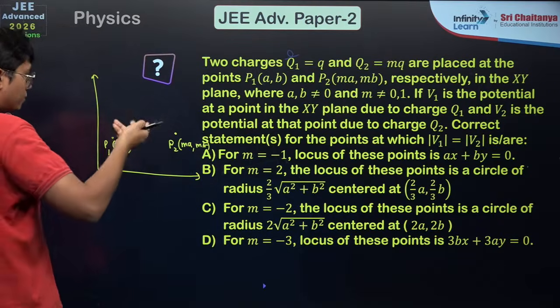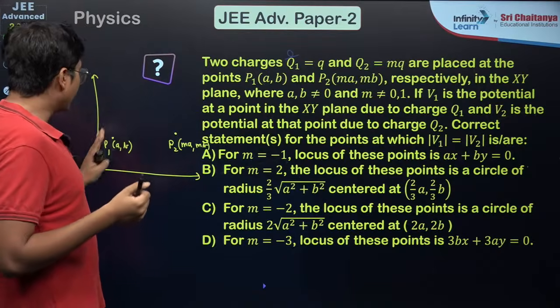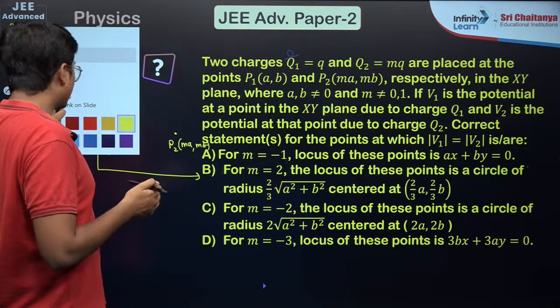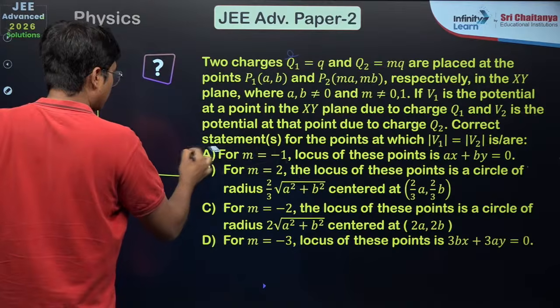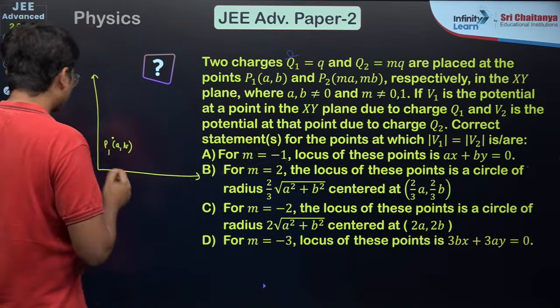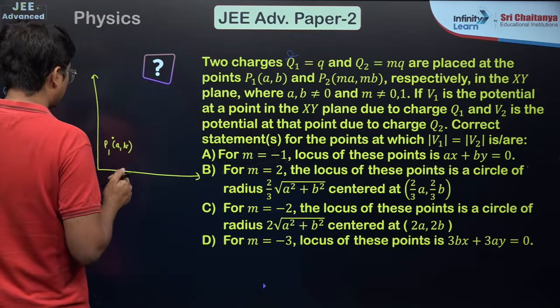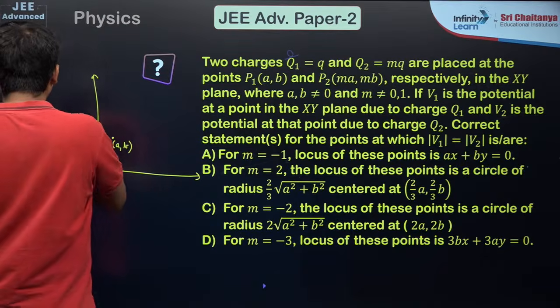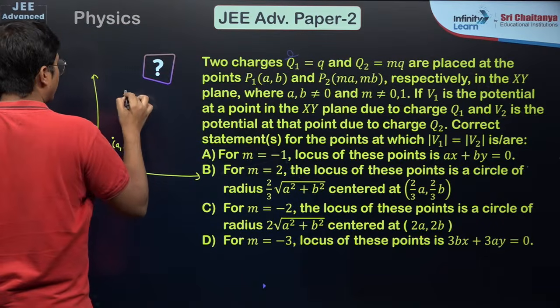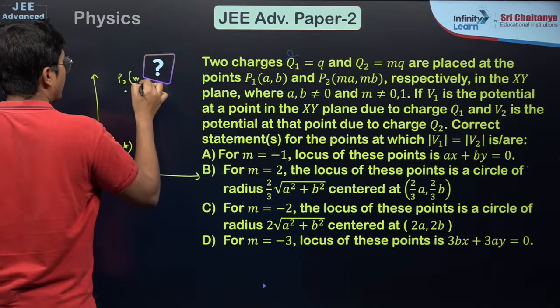Technically, it should not be here. (ma, mb) would be in a straight line. I should not have drawn it that way. That's factually wrong. It's maybe somewhere around here. Maybe somewhere around here, P2, (ma, mb).